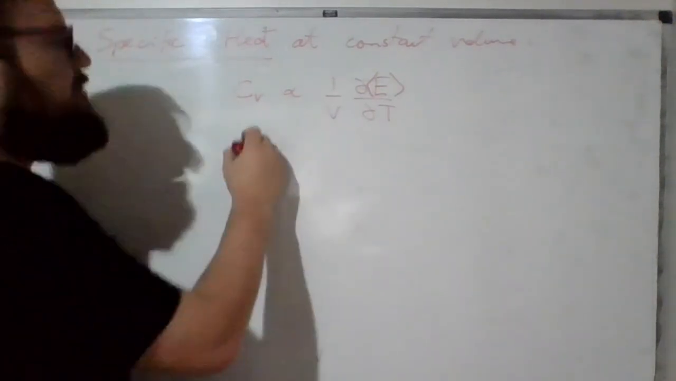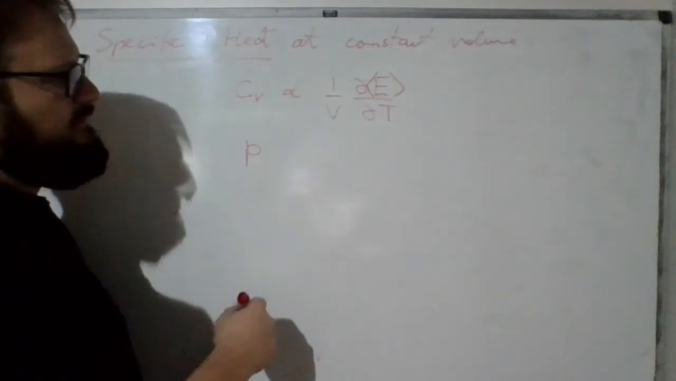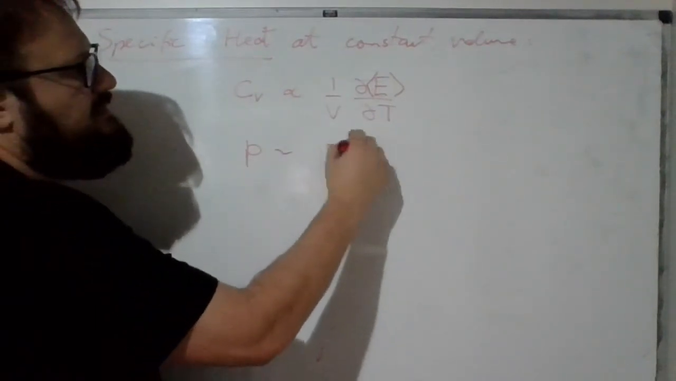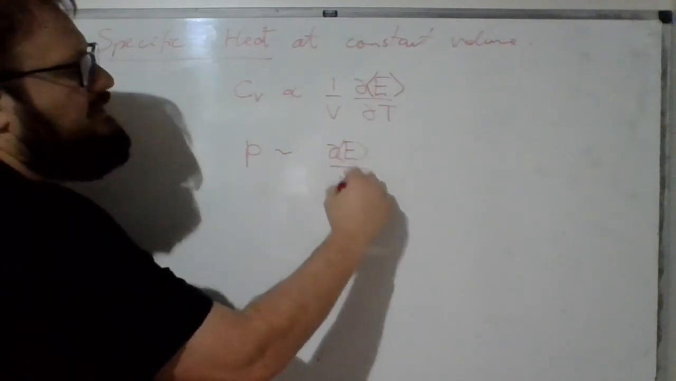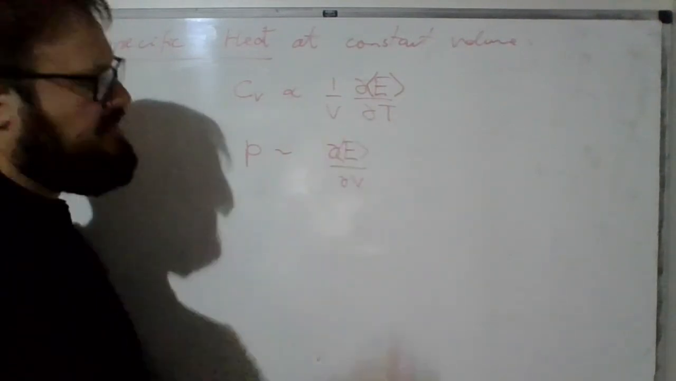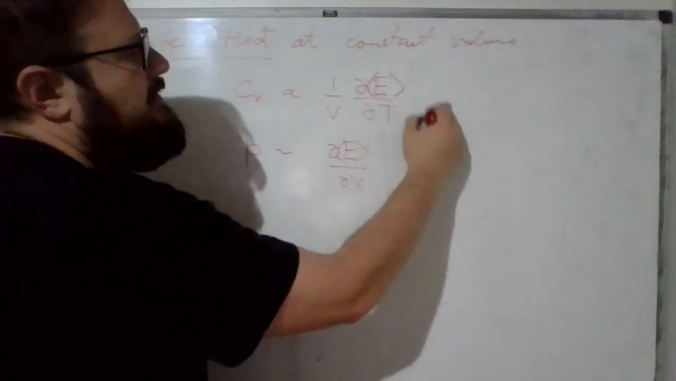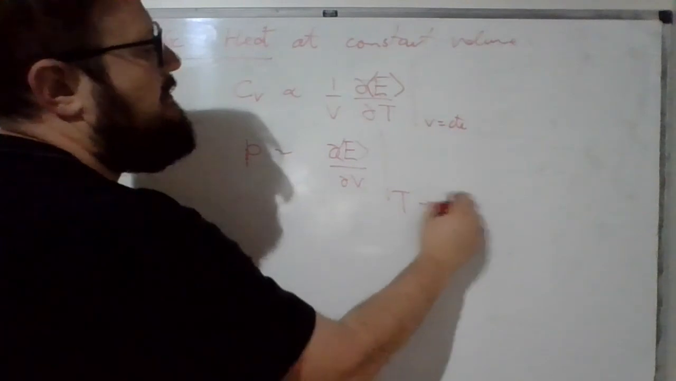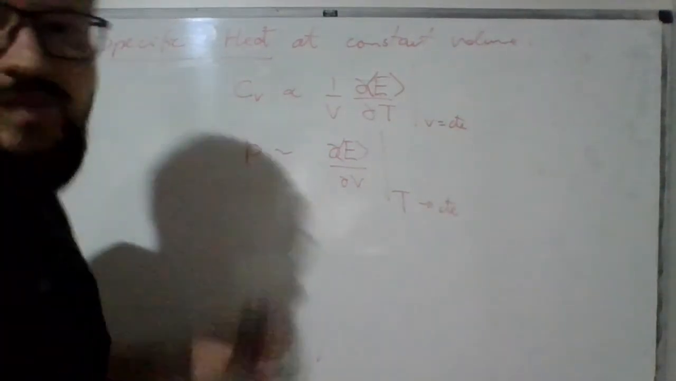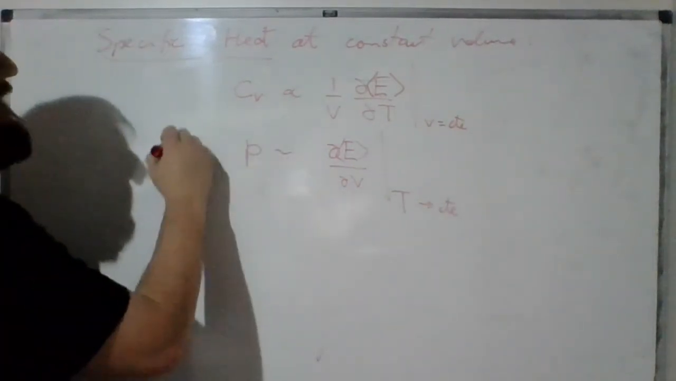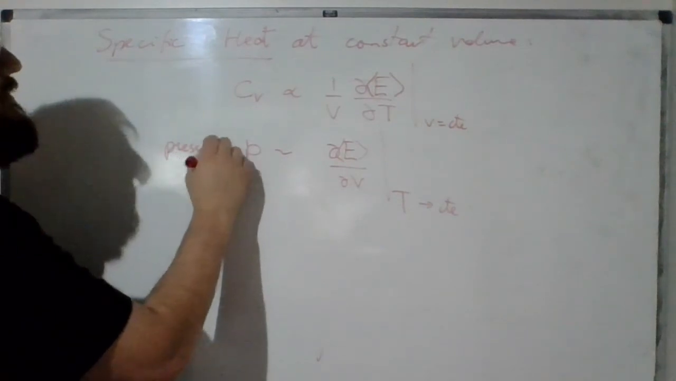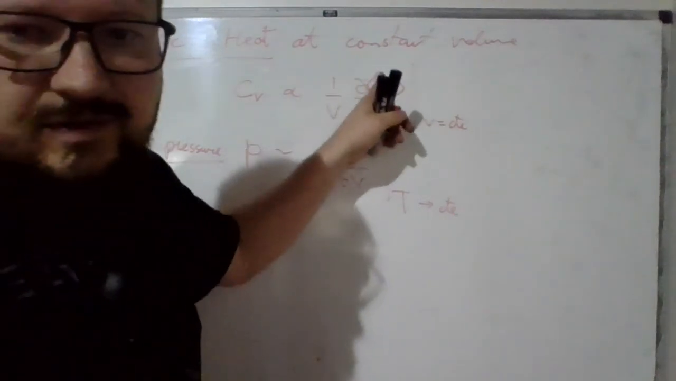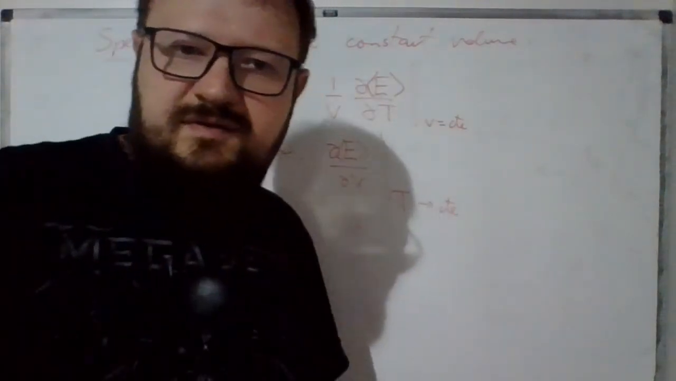You can calculate pressure, which corresponds to the derivative of the mean energy with respect to volume, in this case, at constant temperature. Here it's constant volume, constant temperature, and so on. You can calculate pressure, and in the end you need to calculate the averages of the energies of your system.